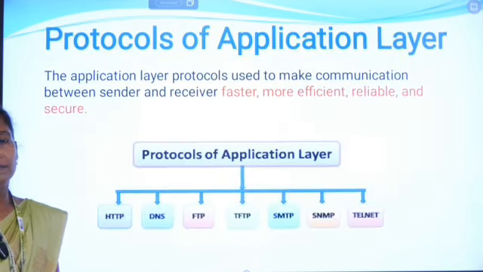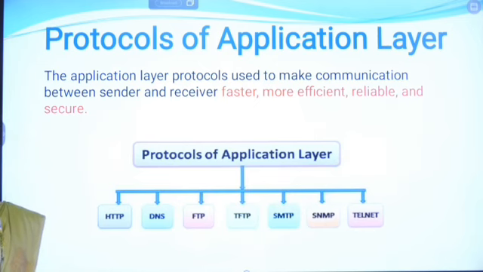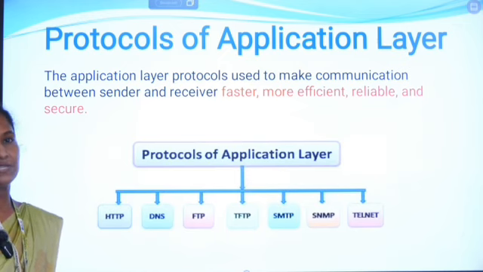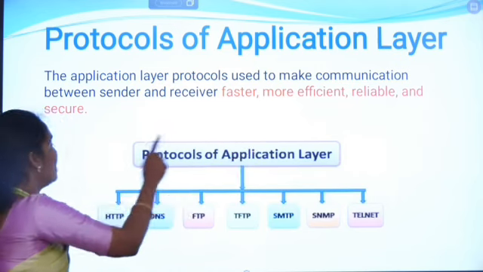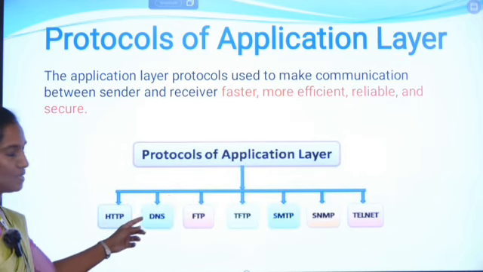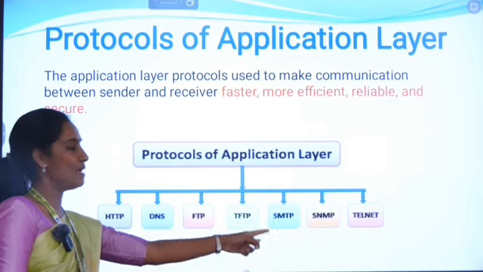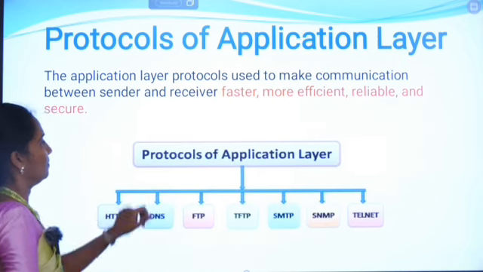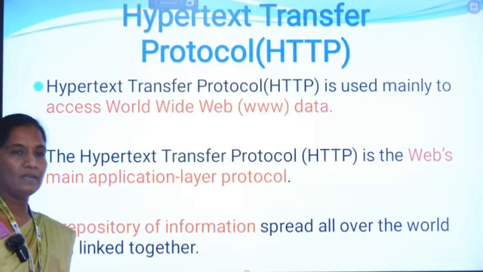We are going to see the different types of protocols of the application layer. They are used to establish communication in a faster, more efficient, reliable and secure manner. The different protocols are HTTP, DNS, FTP, TFTP, SMTP and SNMP. We'll see the protocols one by one. Here we are going to discuss only some of the protocols.